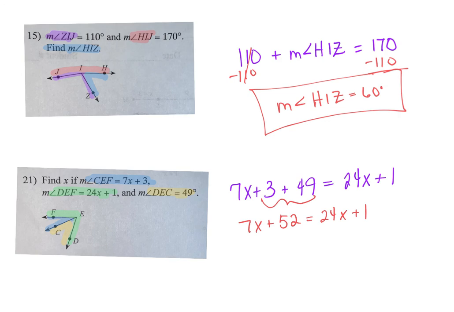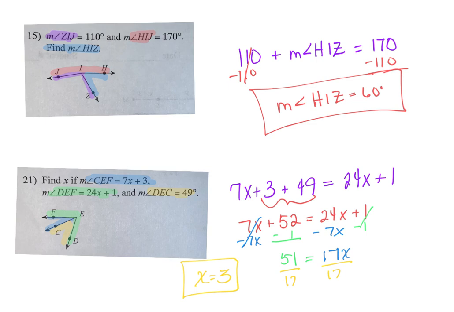All right. Move my variables to one side. That's going to give me 17x. Move my numbers to the other side. That's going to give me 51. And then all I have to do is divide both sides by the 17. X equals 3. And I am done with that one because they wanted me to solve for x.